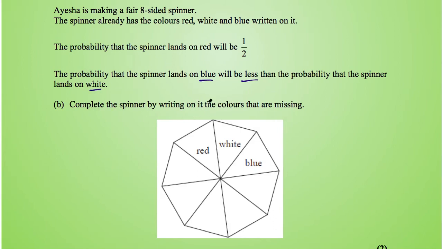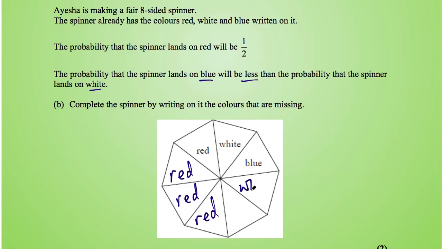Complete the spinner by writing on it the colors that are missing. Well, first of all, we've got to make sure the probability of red is 1/2. That means that 4 out of the 8 need to be red. 4/8 is the same as 1/2. And then we have to finish off, and we have to make sure that blue is less likely than white.